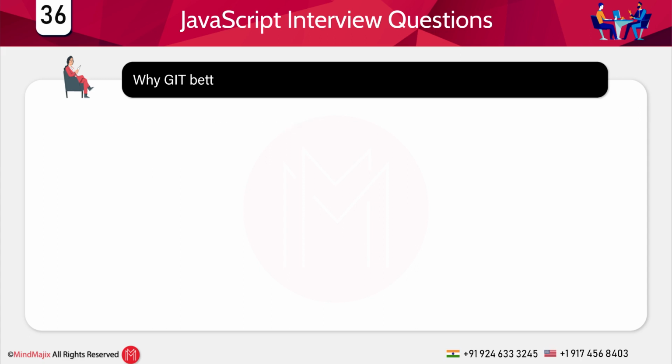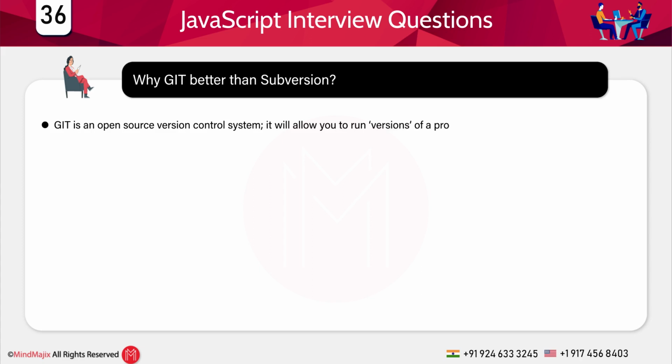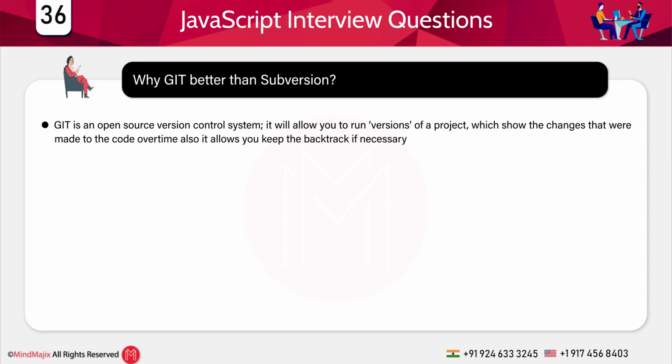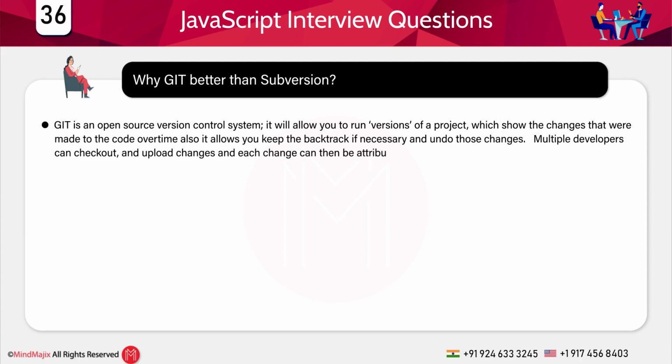Why is Git better than Subversion? Because Git is an open source version control system. It allows you to run versions of the project, which show the changes that were made to the code over time. Also, it allows you to backtrack if necessary and undo those changes. Multiple developers can check out and upload changes, and each change can then be attributed to a specific developer.